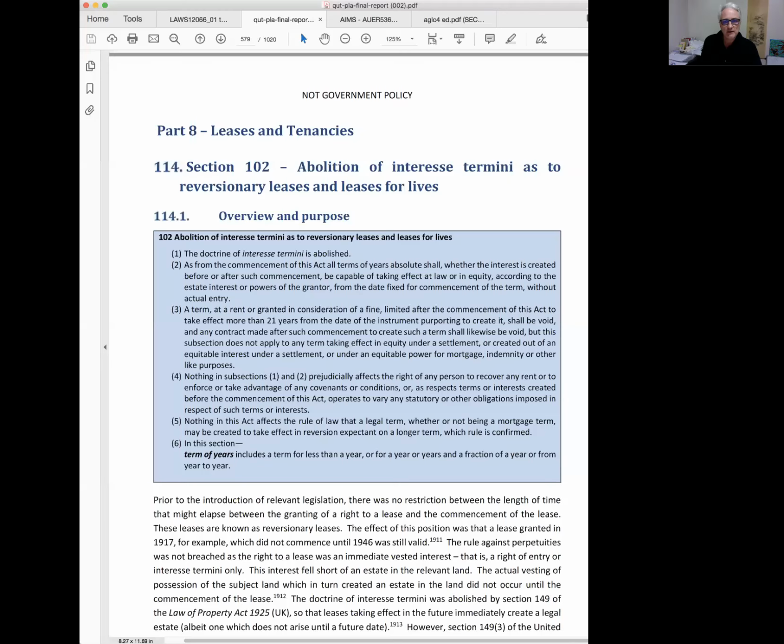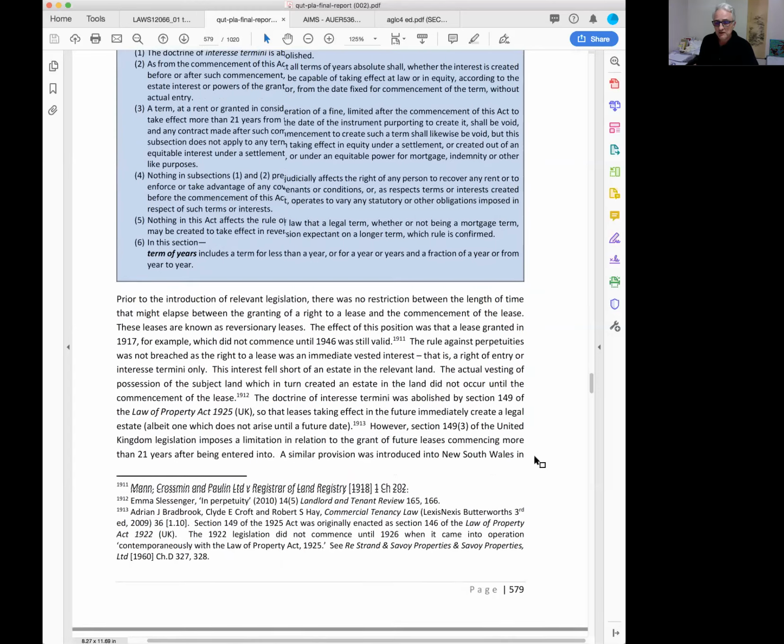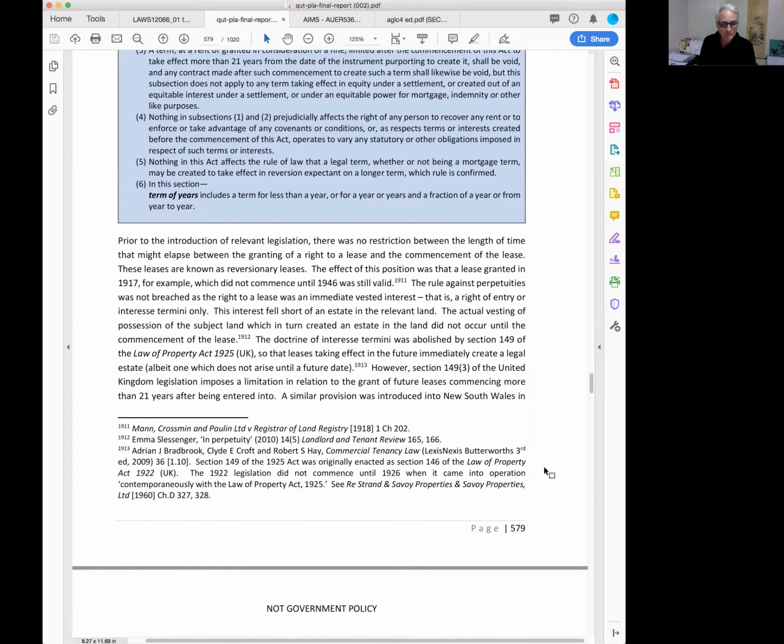This is an area also which, as we've seen, is dealt with in the Property Law Review 2018, and that's because Part 8 of the PLA deals with leases and tenancies. Now, this is a substantial discussion in the PLA review. It starts on page 579 and it goes through to 776.